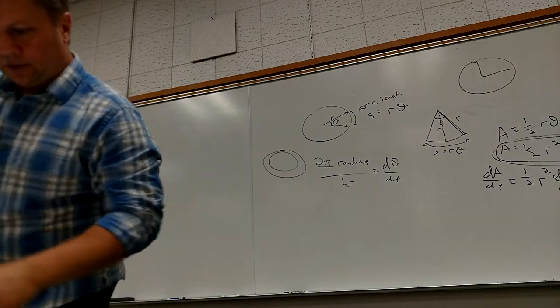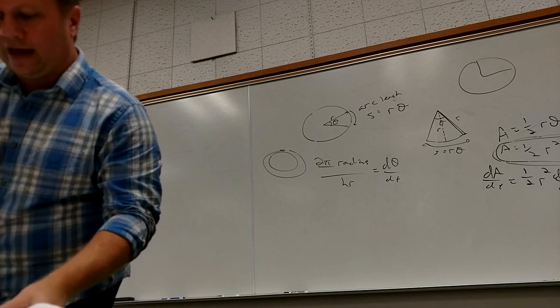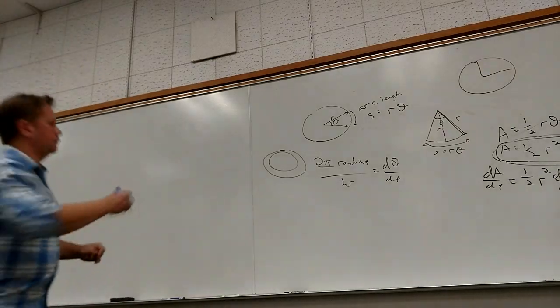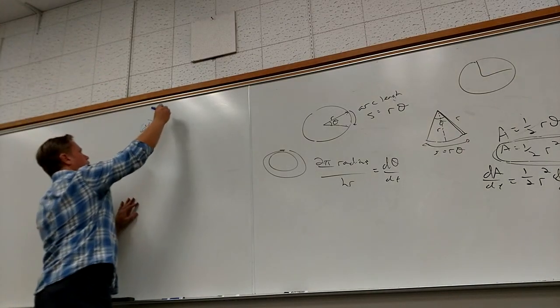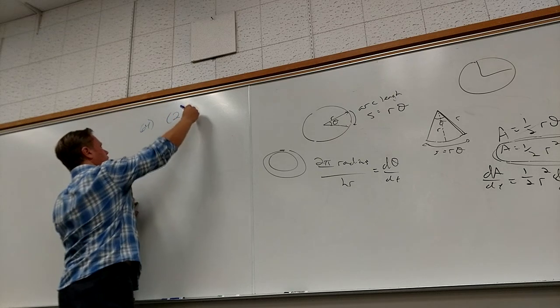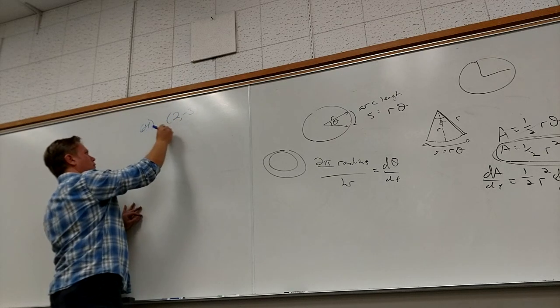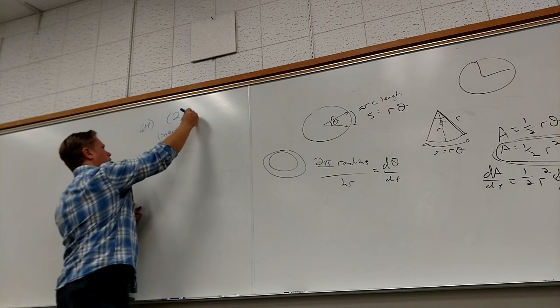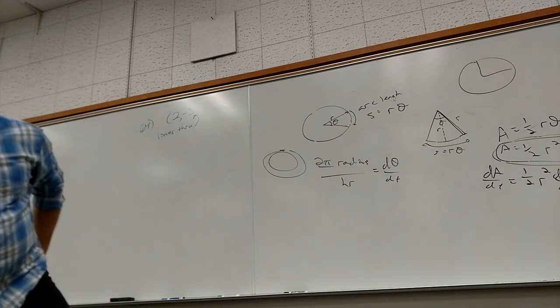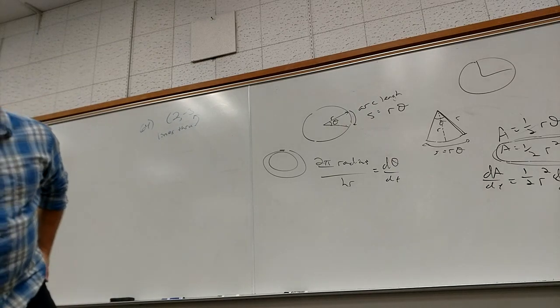Find equations of both lines through the point 2, negative 3. So we've got the point 2, negative 3. Lines through that are tangent to this.